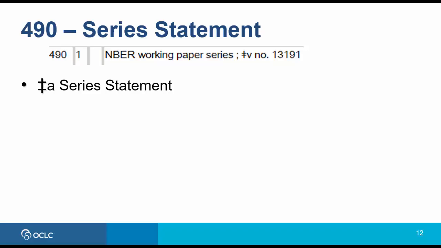The 490 field is not always present, but if it is, it contains information about a series that the item is a part of. For example, the 3 individual titles, The Effect of Prices on Nutrition, Urban Population and Amenities, and Driving to Opportunity, are all part of the NBER Working Paper series.